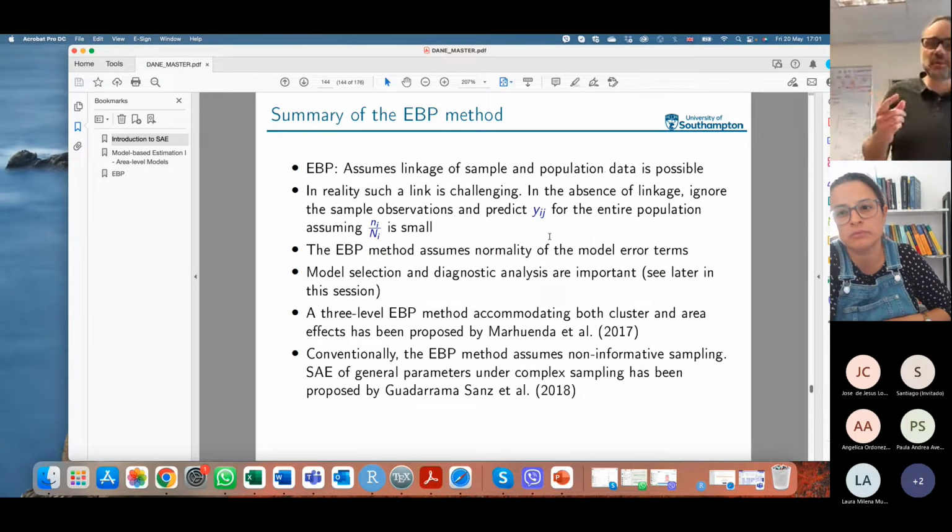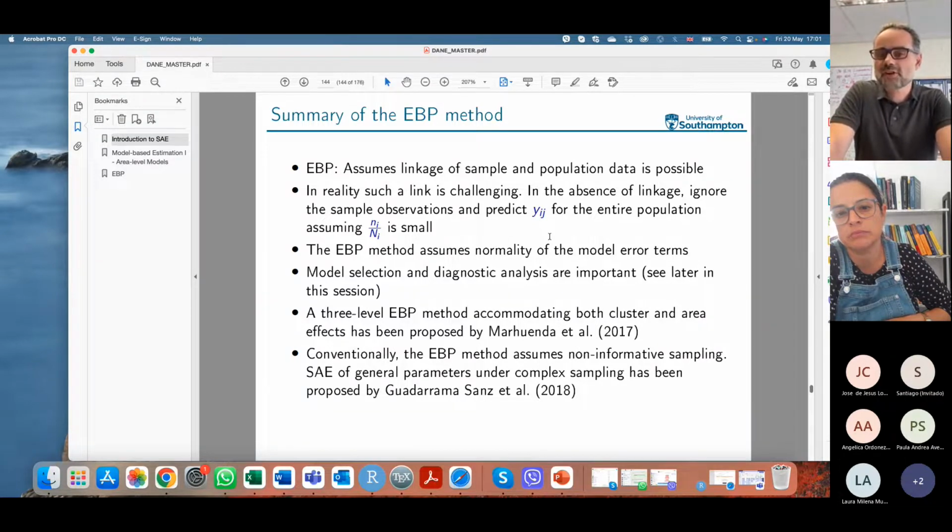Angela said that the EBP method, as it is formulated, assumes that you can link your sample and the census. In reality, the link is difficult to do; for various reasons, it may not be possible to link the two datasets. And if you don't have the linkage, then ignoring the sample observations and predicting the YIJs, the incomes for the entire population under the model, is what people are doing. The EBP assumes normality of the model error terms. Again, model selection diagnostics is important.